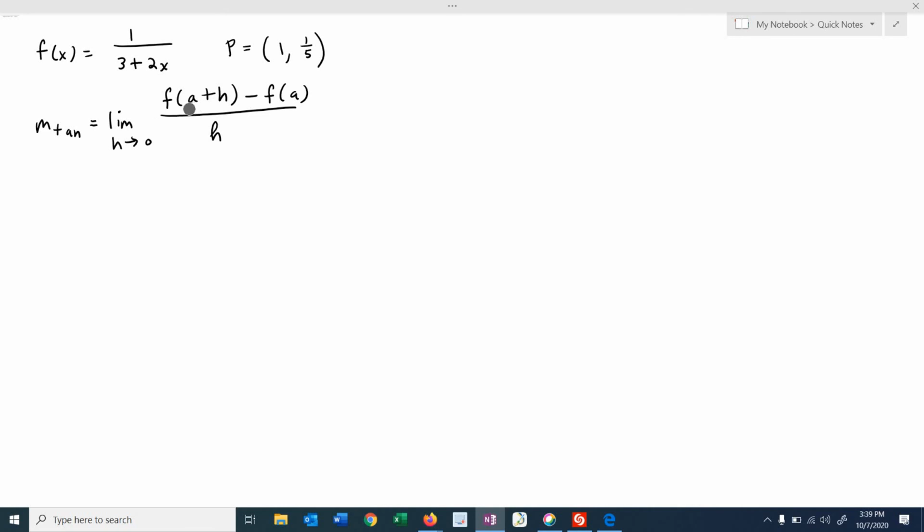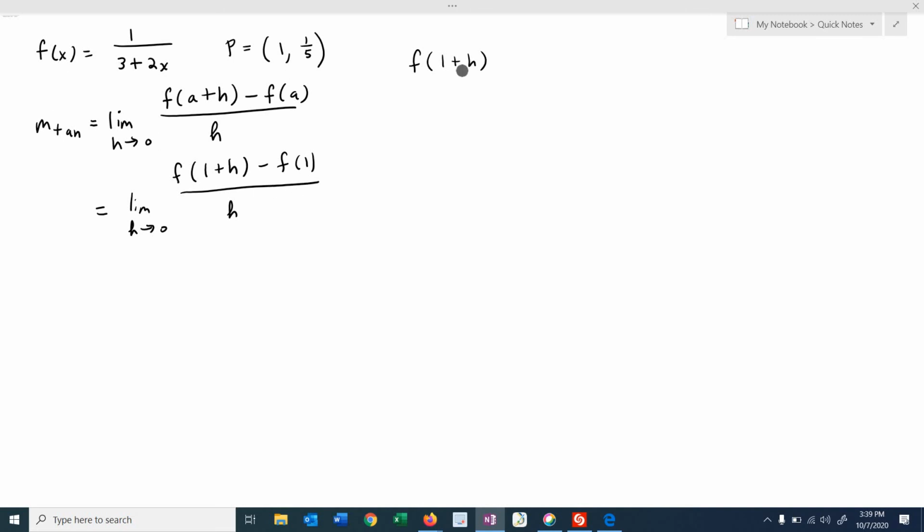So in this formula, A is equal to 1, because that's the point at which we're trying to find the slope of the tangent line. So let's plug 1 in for the A. Okay, and of course we're going to have to evaluate this limit. But in order to evaluate this limit, we're going to have to figure out what f evaluated at 1 plus h is. So I'm going to figure that out on the side. So f evaluated at 1 plus h.